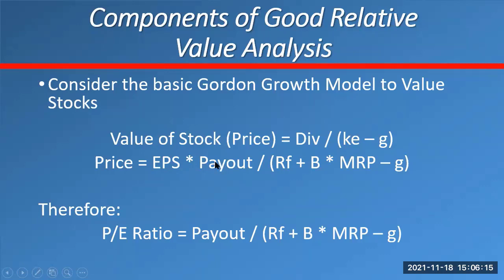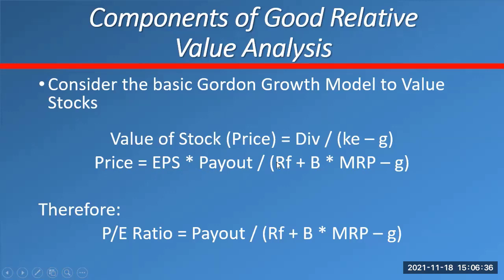They made $4 per share and they're paying out 20%. That's the dividend. The same thing here, right? I just took dividend and I expanded it out. Divided by what is this? Risk-free rate plus beta times market risk premium. Isn't that your KE? And then G. All right, so we expand it out.